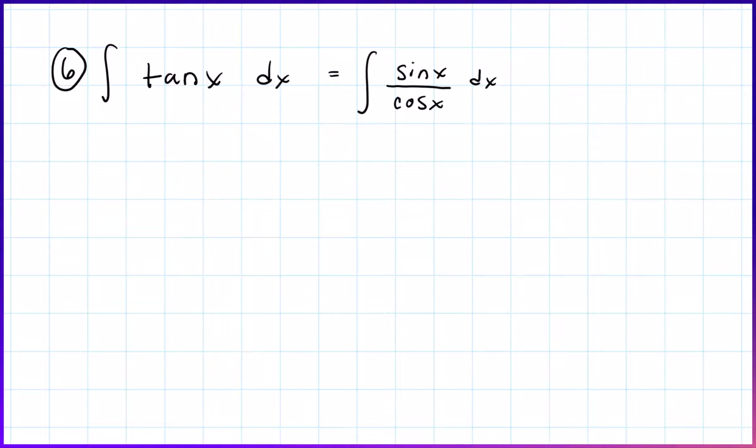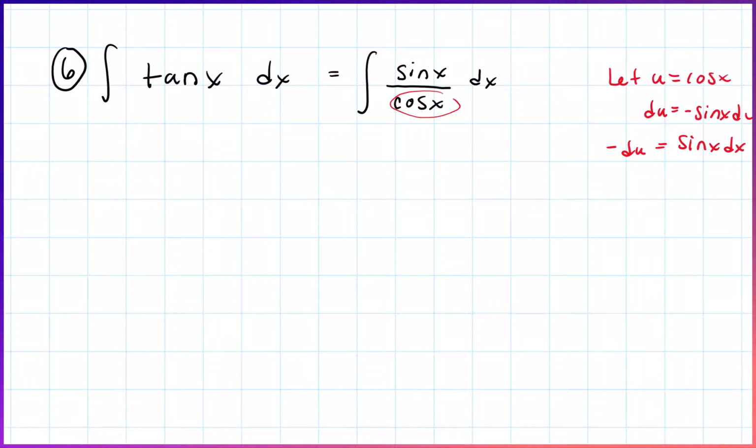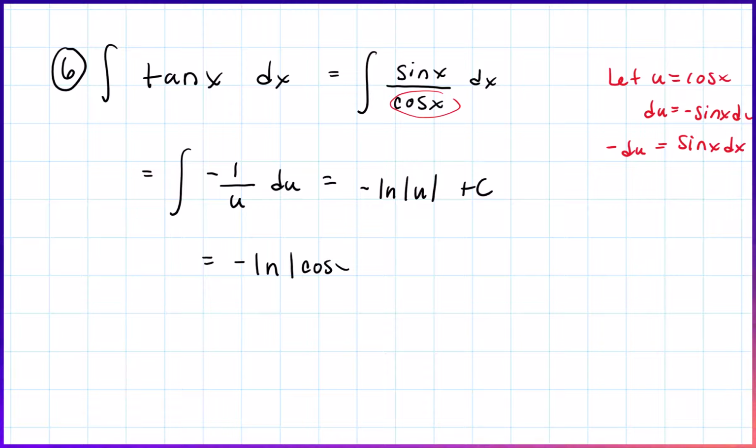And as soon as I write that, I notice that my denominator, if I let u equal the cosine of x, then my du is negative sine of x dx. So sine of x dx is equal to negative du. And I can make those substitutions, and this works into negative 1 over u du, and that is integrable. I can integrate that. That's just minus the natural log of the absolute value of u plus c, which is just the natural log of the absolute value of the cosine of x plus c, and we could leave it in that form.